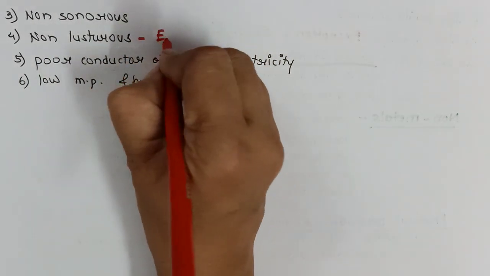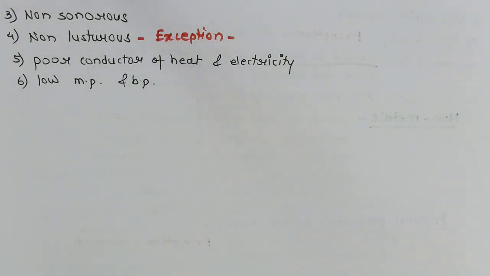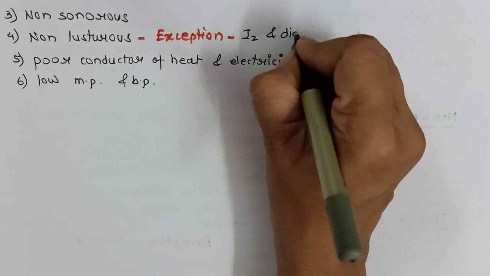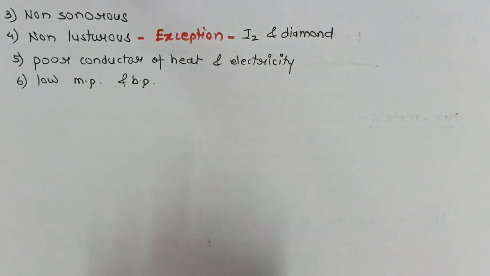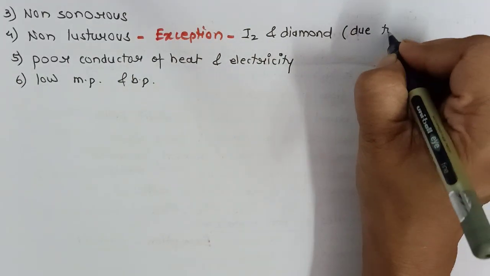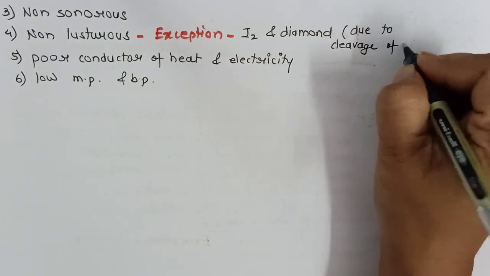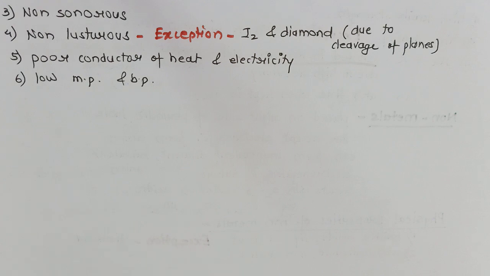For example, iodine and diamond, they are lustrous. We know diamond is the most precious and most lustrous non-metal, and its luster is due to cleavage of planes. Diamond is cut at particular angles and that cleavage gives its lustrous nature.